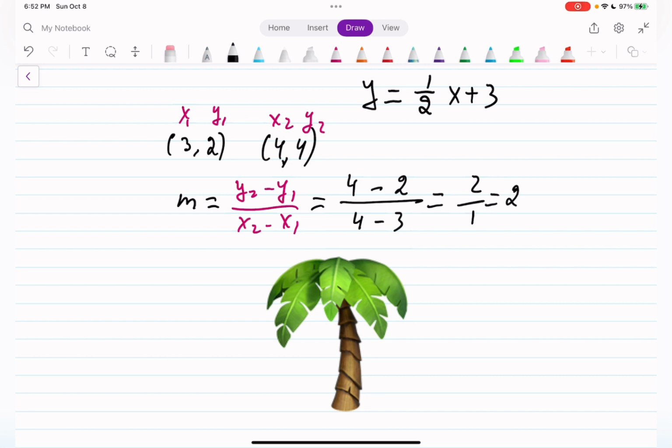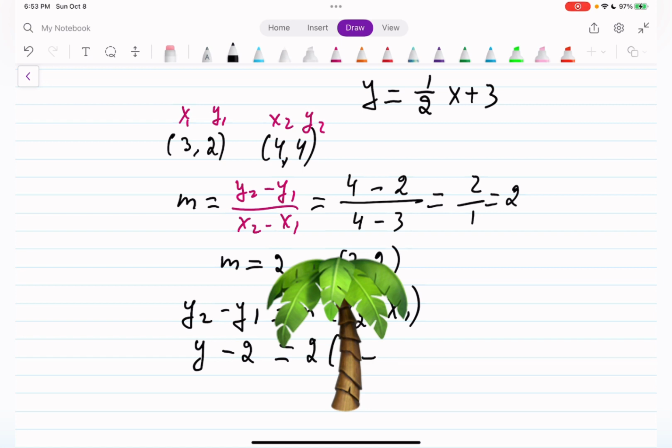So m is equal to 2, and then we can take one of these points, it doesn't matter which one, and work out the equation the same way. I'm taking 3 and 2 because I don't want 4 and 4. It will be confusing which 4 I used, okay? So y minus y1 equals m times x minus x1. So y minus 2 equals 2 times x minus 3.